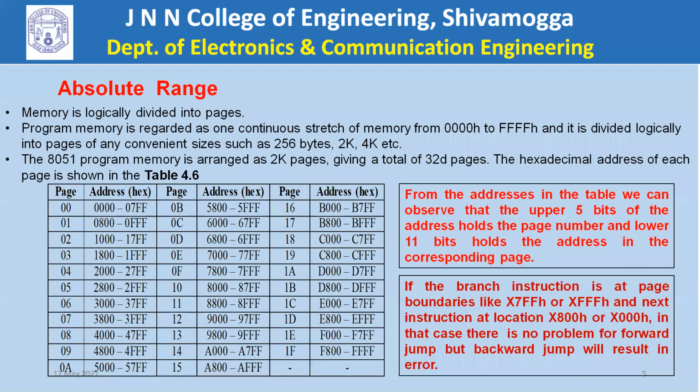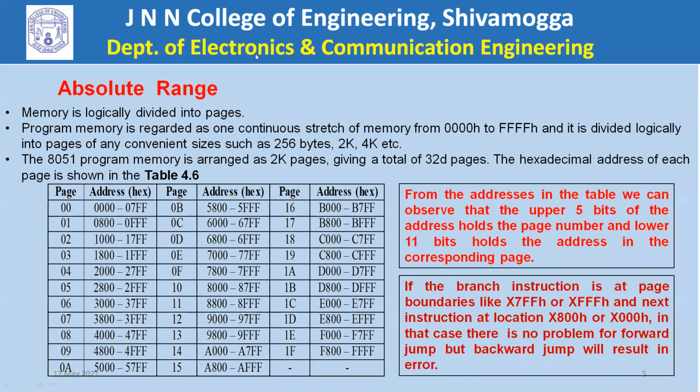So you should be very careful when you are using the backward jump in the case of absolute range, because if the backward jump falls in the boundaries, you can see the boundary address written in that particular table, page boundary. If the forward jump is there, there will not be any problem. But in the case of the backward jump, it will raise an error because you are crossing the boundaries.